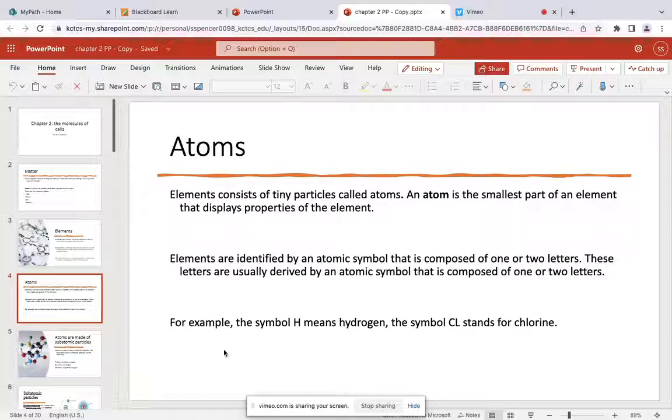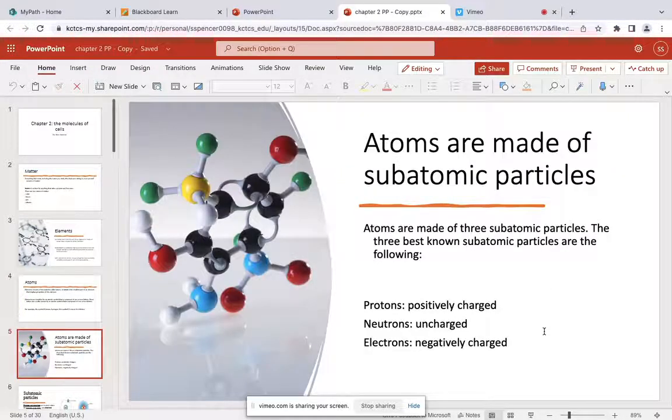Just for our purposes, we can represent elements by symbols. So, for example, whenever you see the letter H, capital H right here, that just means simply hydrogen. Or whenever you see Cl, that stands for chlorine. Again, they're composed of 1 or 2 letters. Nothing else really to say about that.